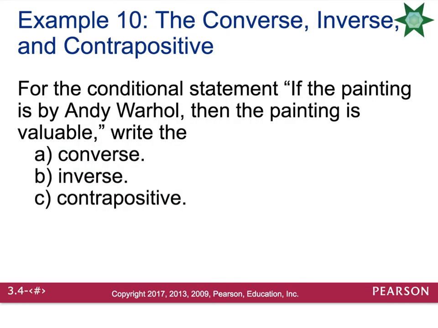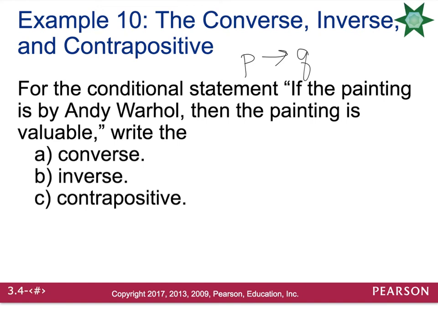Okay, so let's look at an example. So for the conditional statement, if the painting is by Andy Warhol, then the painting is valuable. So we want to write the converse, the inverse, and the contrapositive. So we'll first translate all three into symbols. So remember, the conditional is if the painting is by Andy Warhol, then the painting is valuable. So P would be Andy Warhol and Q would be valuable.